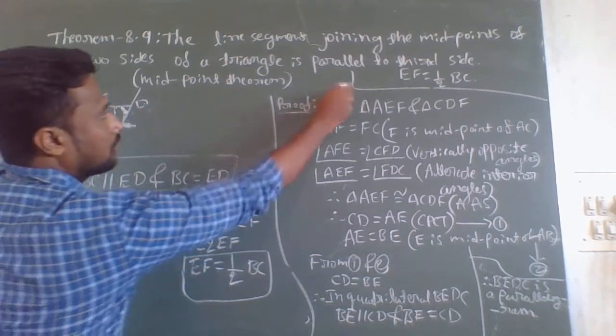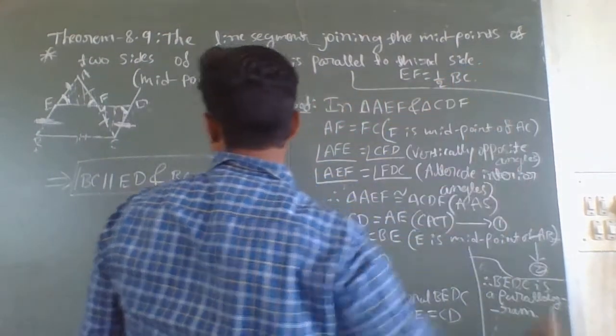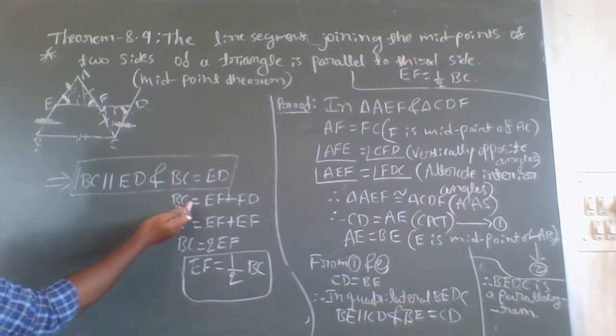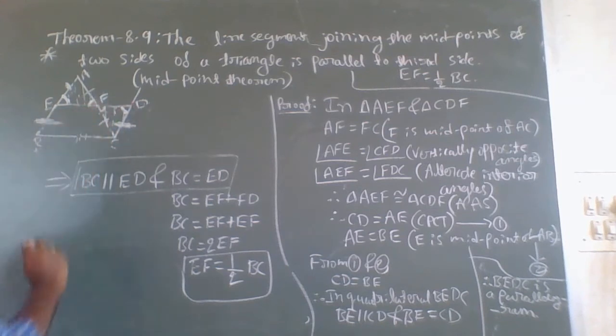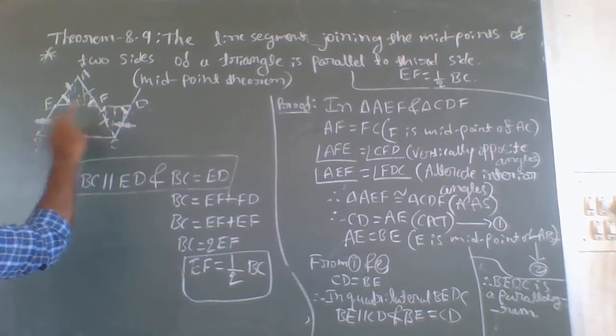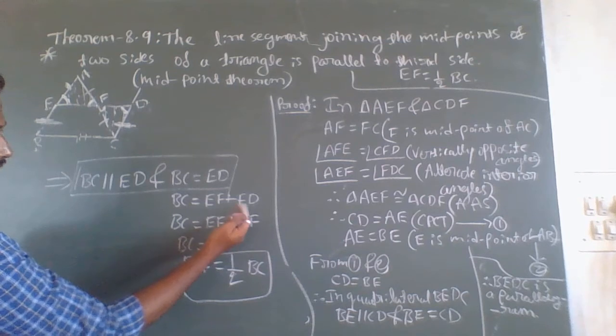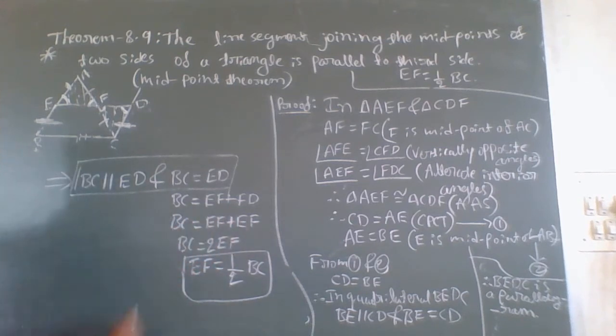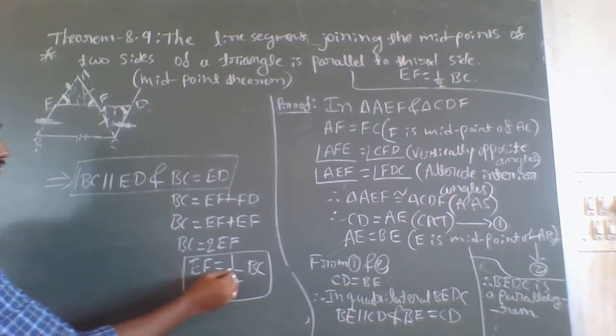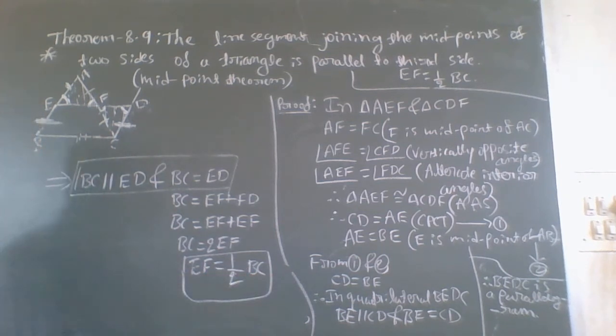So if they have given EF is equal to half of the BC, you have to consider BC is equal to EF plus FD, and we know that FD is equal to EF, therefore in the place of FD you can write EF. So BC is 2EF, and we can prove EF is equal to 1 by 2 into BC.